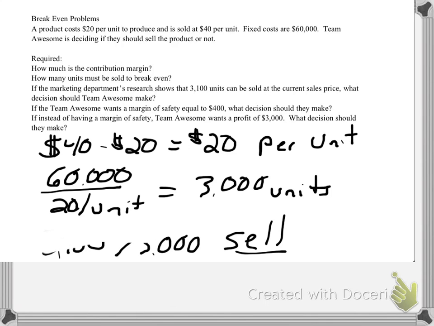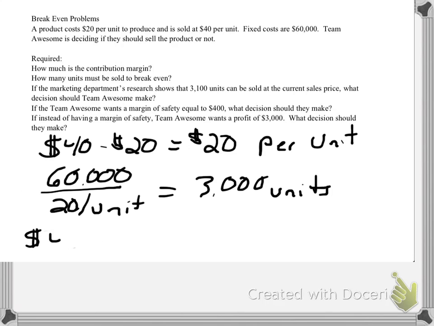But the next part asks about a margin of safety. And the margin of safety is the additional amount above break-even that helps management not go into a loss. So if Team Awesome wants a margin of safety of $400, what do you do? It doesn't matter if you're told how many units they want to sell as a margin of safety or how many dollars they want to sell. You can solve it either way.